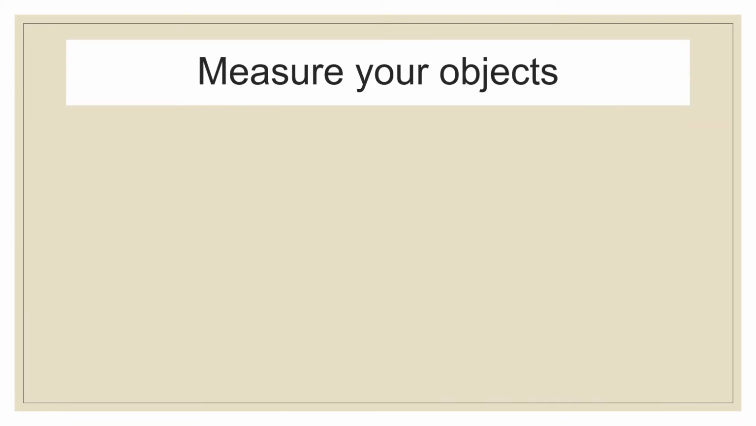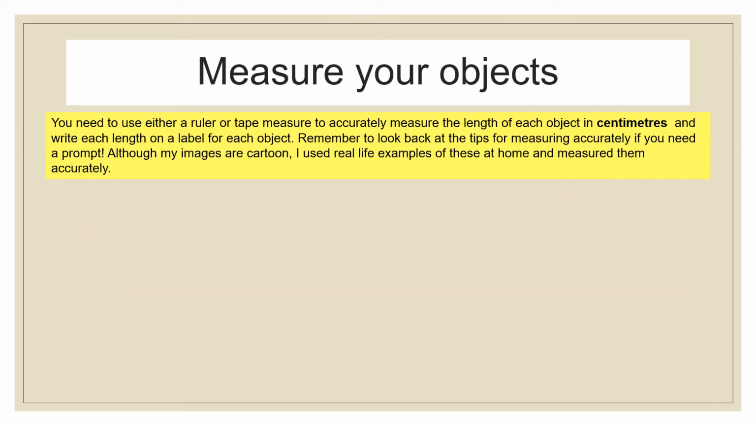Your next step is to measure your objects. You need to use either a ruler or tape measure to accurately measure the length of each object using centimetres, and then write each length on a label for each of your objects. Remember to look back at the tips for measuring accurately if you need a prompt.